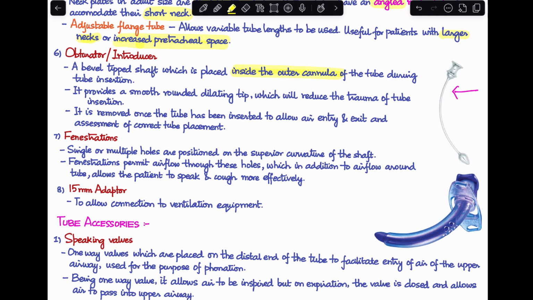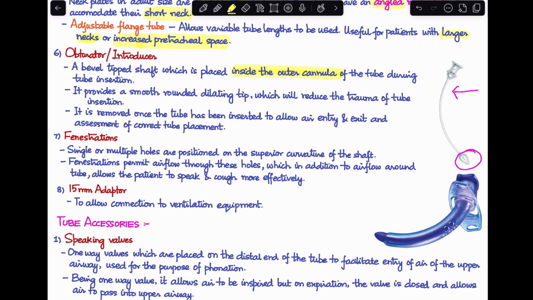Now, what does it do? How is it helping? You can see that it has a very bevel rounded tipped shaft, right? This is very atraumatic. So, when you're putting the obturator in your tracheostomy tube while you're introducing the tube, it will provide a very atraumatic experience. It will not end up injuring any of the structures nearby. So, basically, it helps in reducing the trauma of tube insertion. And once you have inserted the tracheostomy tube, you remove the obturator immediately to allow the entry and exit of air, and then you assess whether the tube has been correctly placed or not. So, this is the obturator.